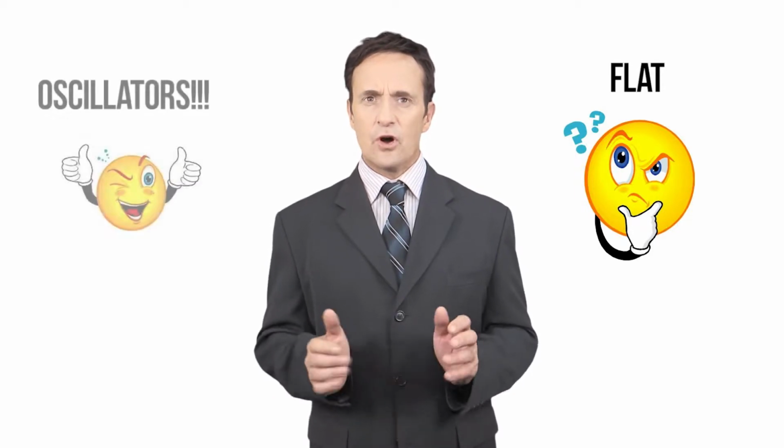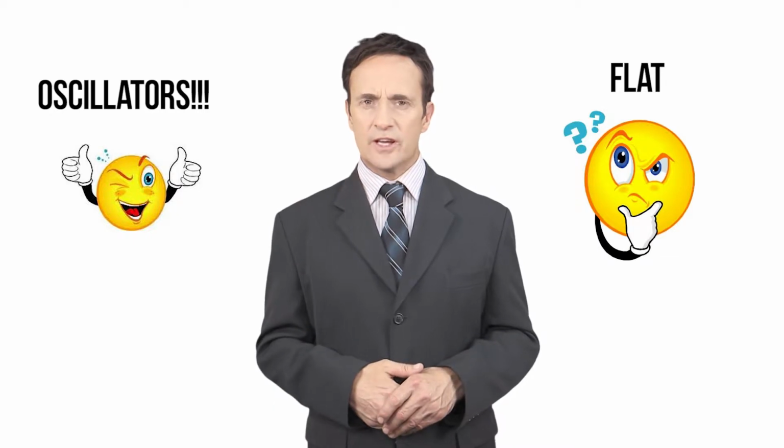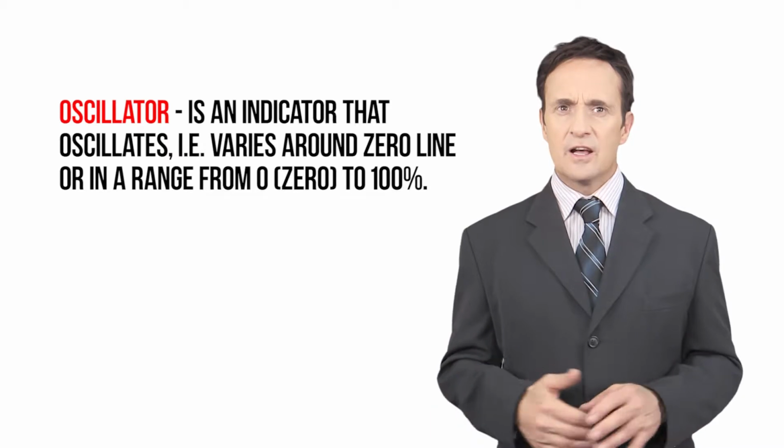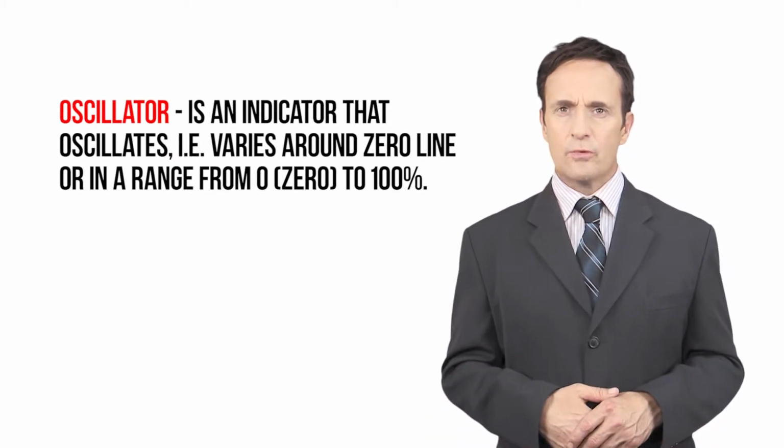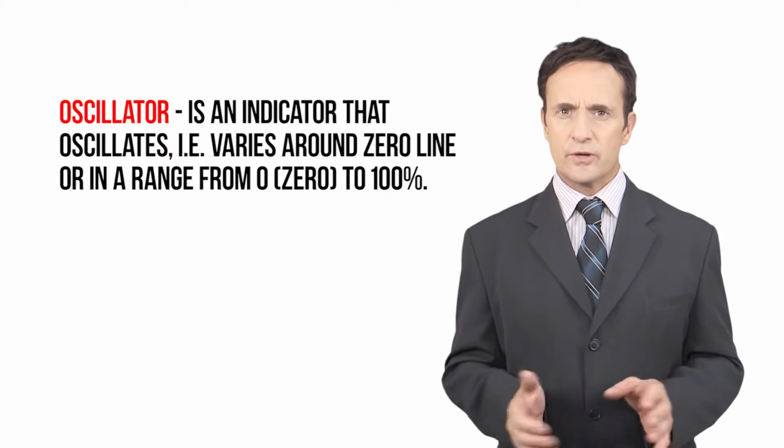What can we do when our lows and highs are not being updated? When there is a flat in the market? In such cases, the oscillators we have mentioned earlier help us. Oscillators are indicators that oscillate. They vary around the zero line or in a range from 0 to 100.